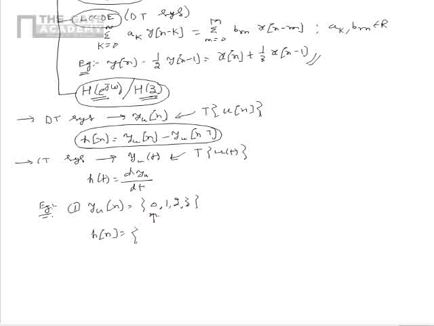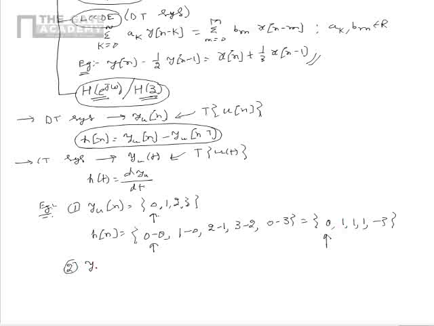In this case, the response is given as 0 minus 0, which corresponds to the instant n is equal to 0, 1 minus 0, 2 minus 1, 3 minus 2, and 0 minus 3, which can be simplified as 0, 1, 1, 1, minus 3, where the value 0 corresponds to the instant n is equal to 0.